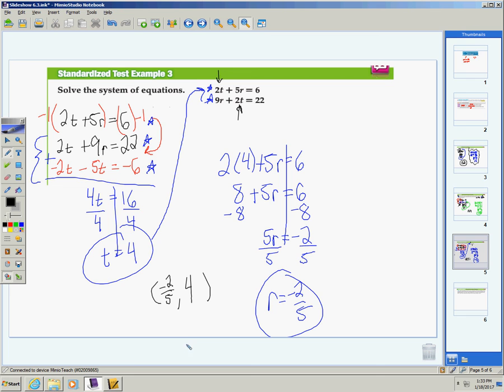So again, we used elimination. The only thing we had to do was multiply by this -1 so we would have opposite coefficients, so that when we added them together, they would cancel out.